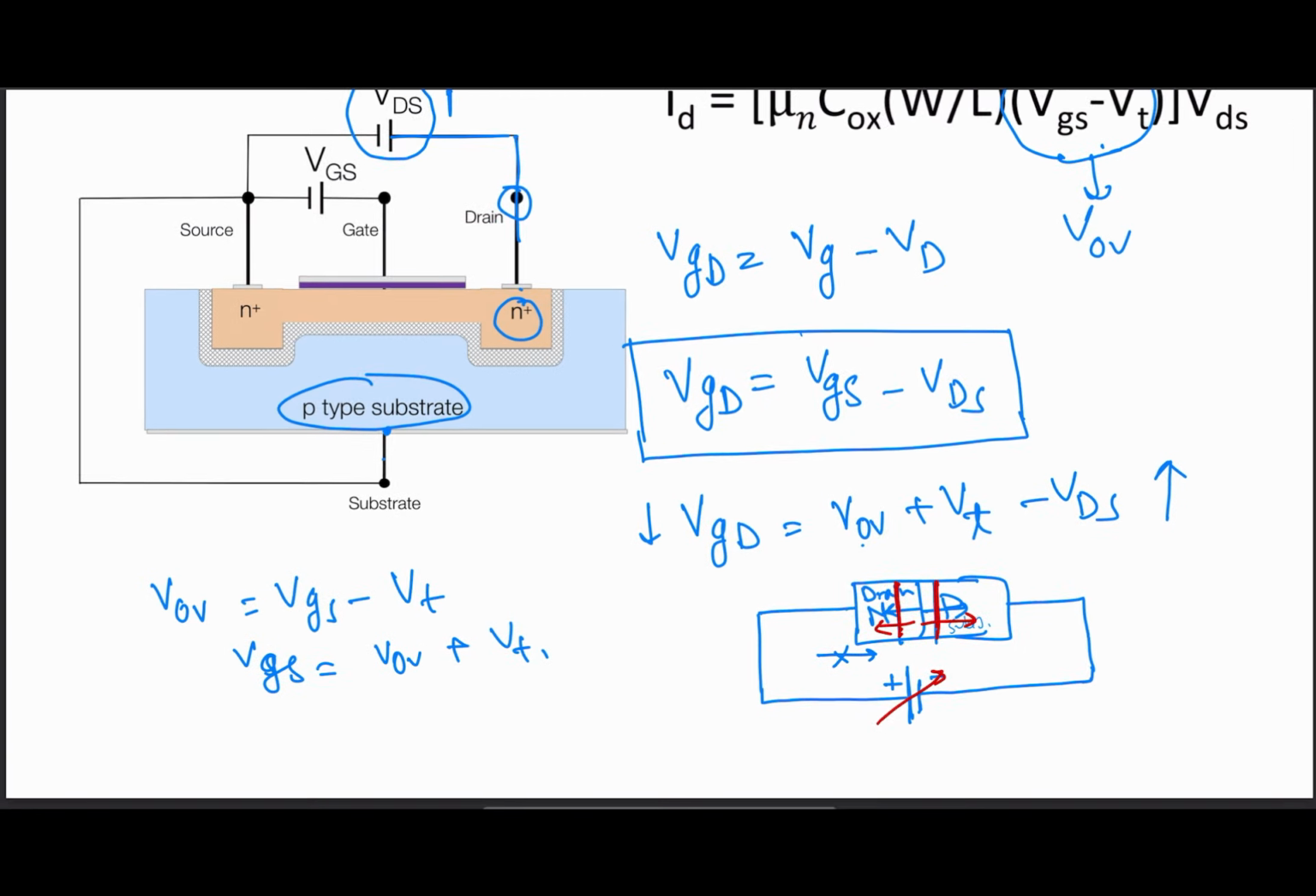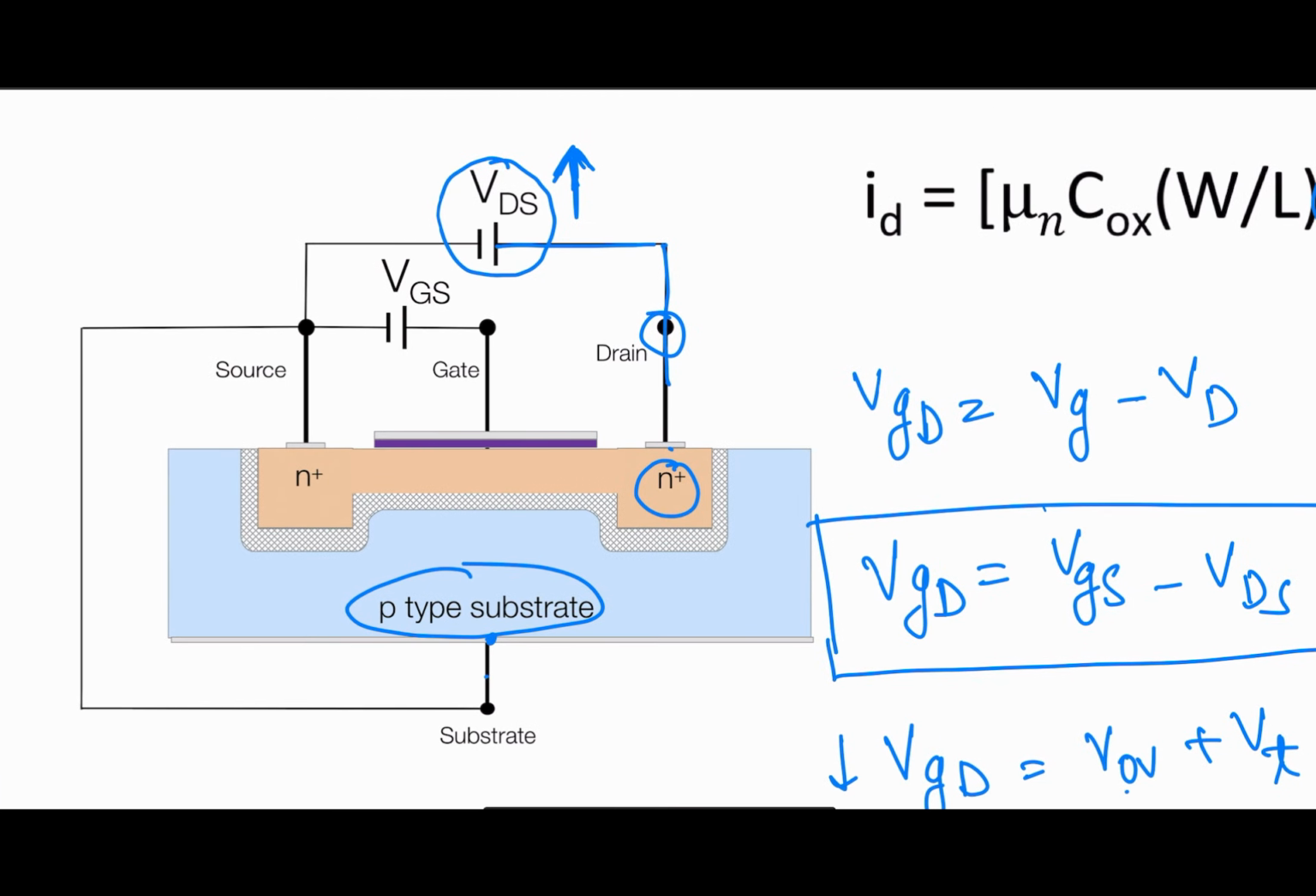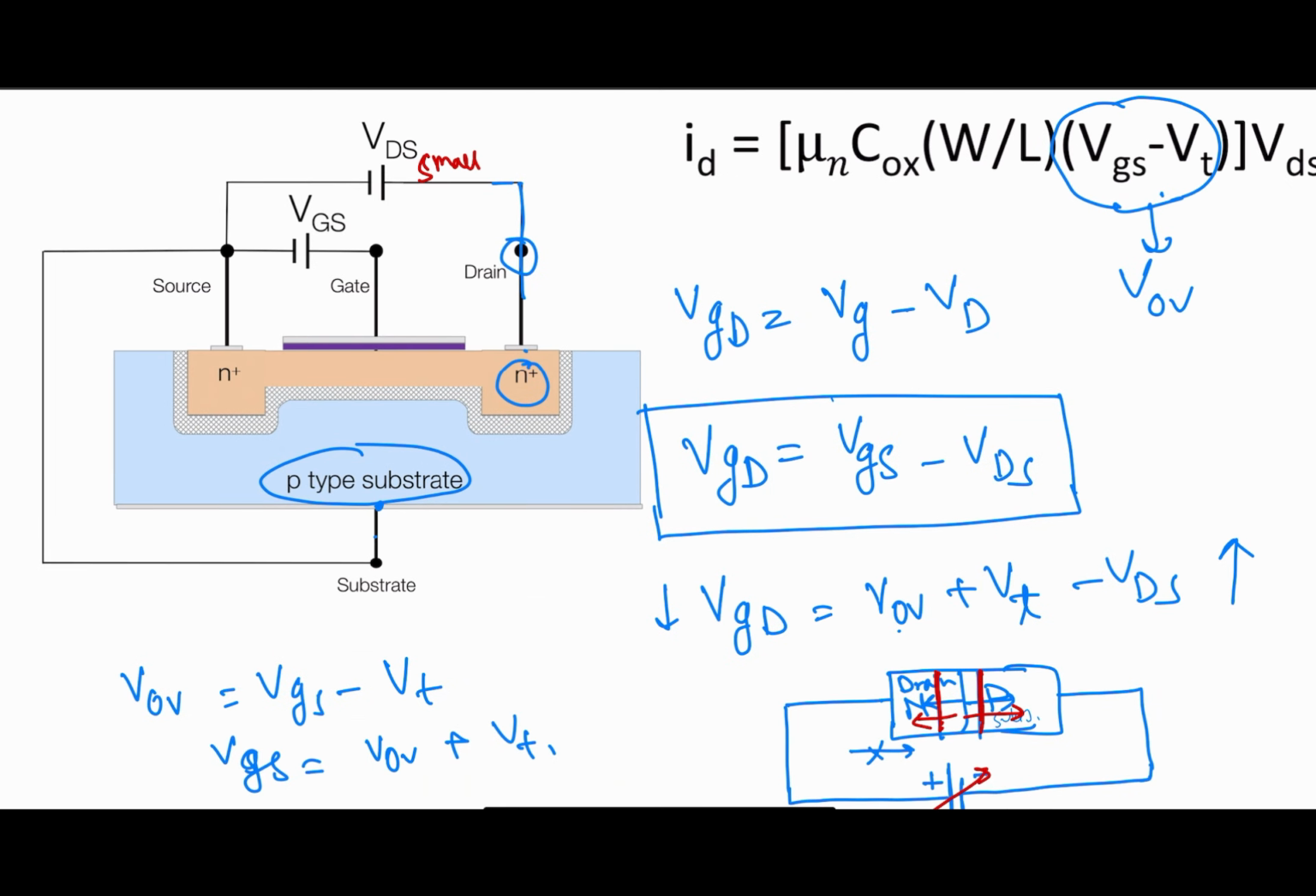Okay, so now let's see. When VDS is small, as I already explained, VGD is equal to VGS. So there is no such effect that it will increase the depletion region, as it's negligible. But when you increase the VDS, what will happen? This depletion region will start to increase.